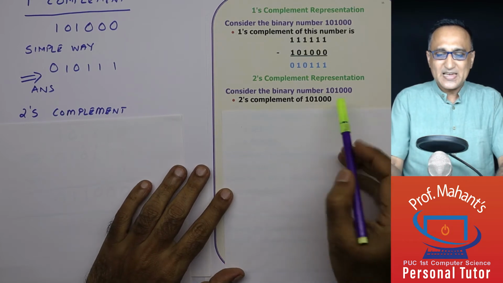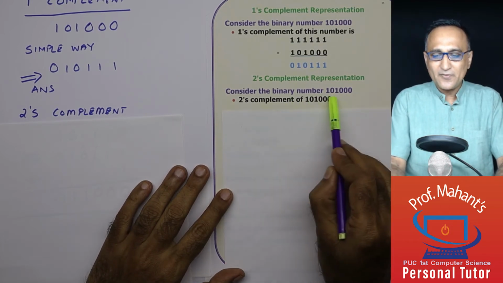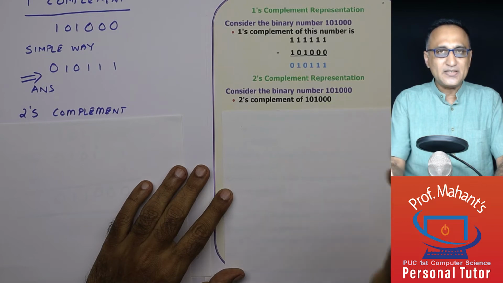Now let's take the same number. If you have to find the 2's complement of this number, it's quite simple.